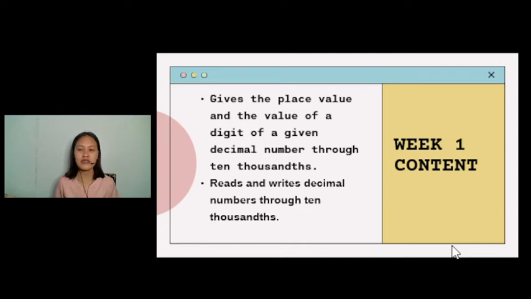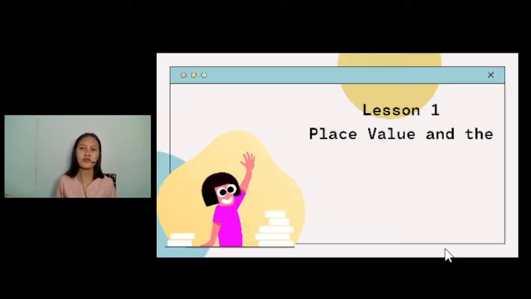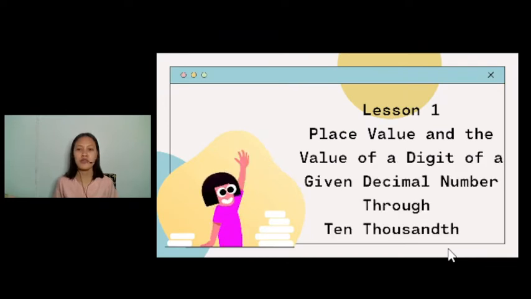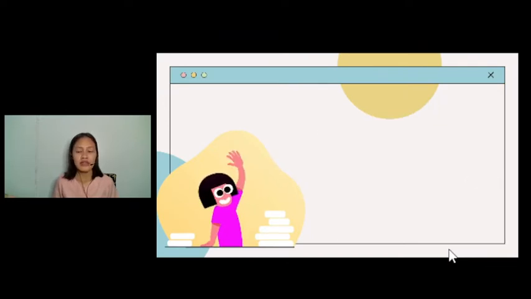So, for this week's content, we have two topics. The first topic is giving the place value and the value of a digit of a given decimal number through 10,000s. And the second topic is about reading and writing decimal numbers through 10,000. So, bale, introduction to decimals yung ating mga magiging topic for this week. So, let's start with place value and value of a given digit of a decimal number through 10,000s.